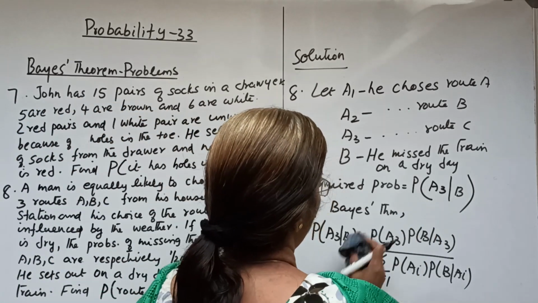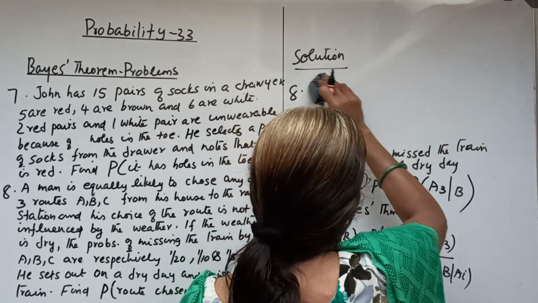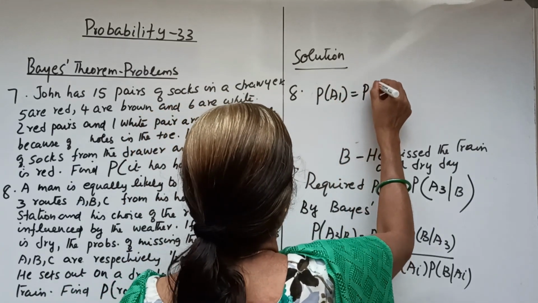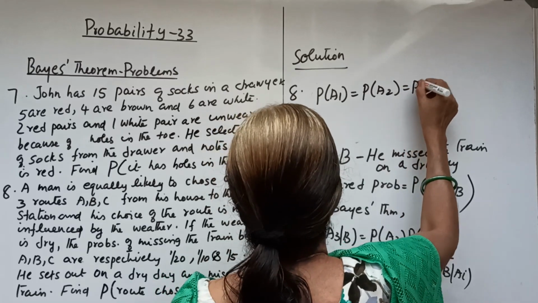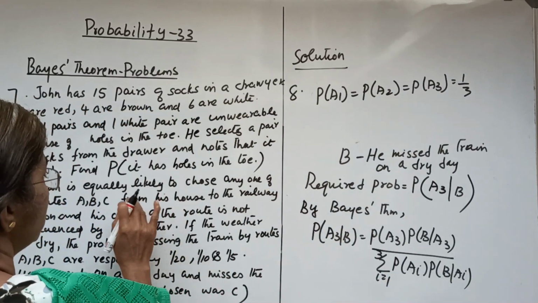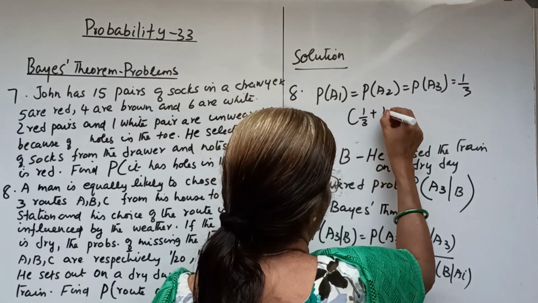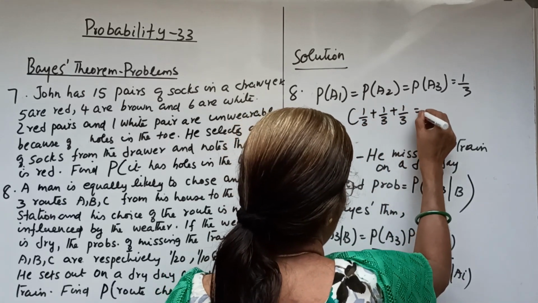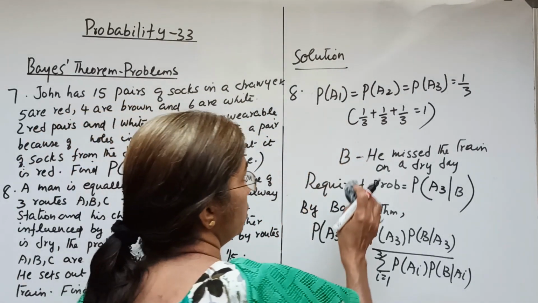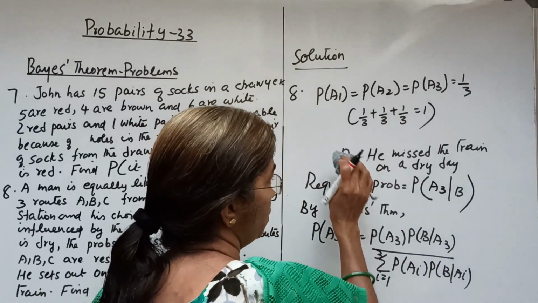Now we write the probabilities. Okay, so P of A1 equal to P of A2 equal to P of A3 equal to 1 by 3. What is the reason? As the three routes are equally likely, and we have 1 by 3 plus 1 by 3 plus 1 by 3 equal to 1. Let me check this condition. Don't miss this step. Okay, 1 by 3 plus 1 by 3 plus 1 by 3 equal to 1.